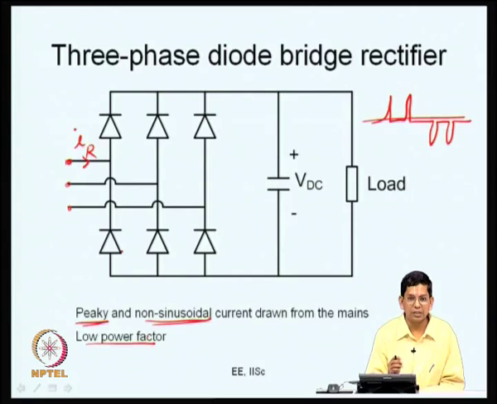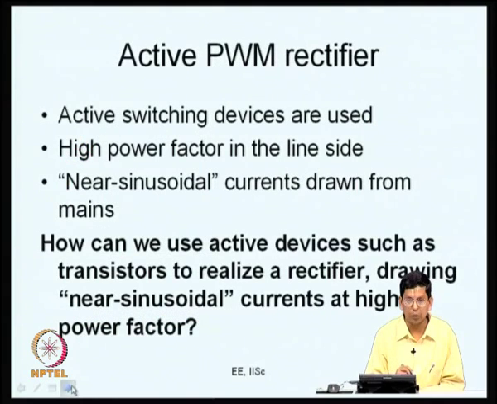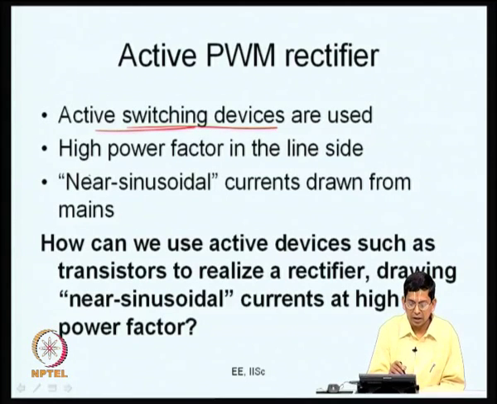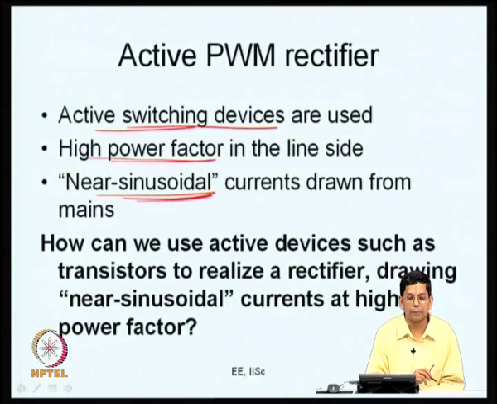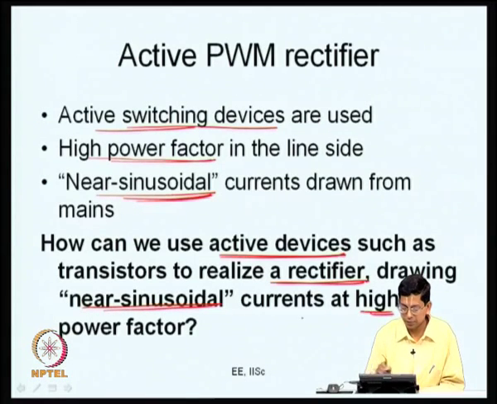That is why we are looking at, can we see an active PWM rectifier. So, what do we do? An active PWM rectifier uses active switching devices such as transistors now. Then it draws power from the grid, from the mains, at a high power factor, not a very low power factor, and the wave shape of the current drawn is almost sinusoidal, very close to sinusoid. These are the main attributes, high power factor and sinusoidal currents. So, the question is, how can we use active devices such as transistors to realize a rectifier which draws near sinusoidal currents at high power factor? This is the question now.